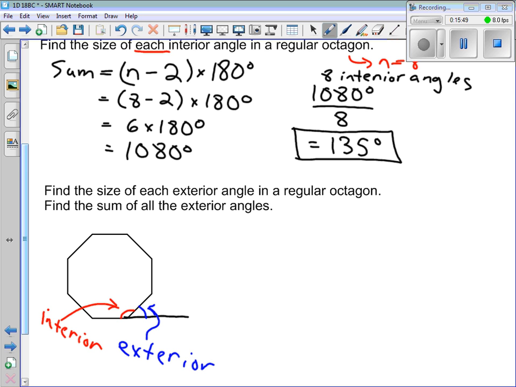Okay. And if we extend all of our sides just a little bit, we can see that we get a whole bunch of exterior angles being formed. And I'll just put them all here in blue. Yep. Okay. So if we have 8 interior angles, we have 8 exterior angles, one for each.